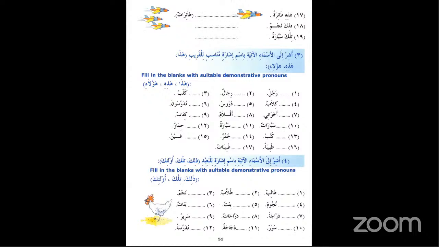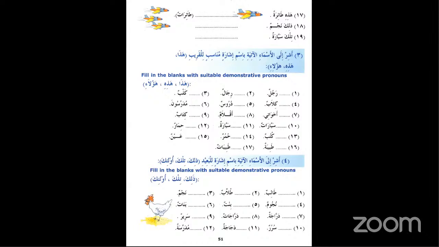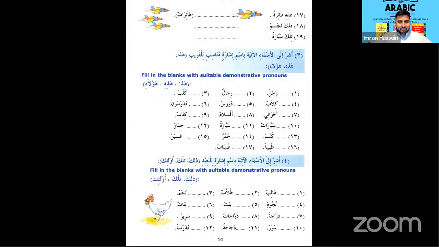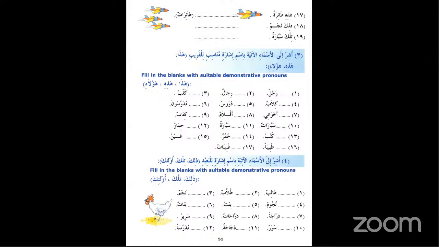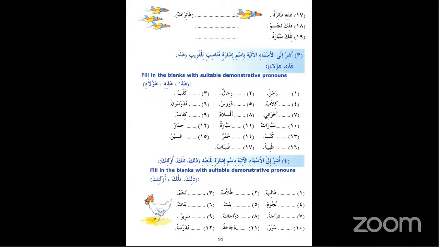Haulai rijalun. Correct. Hada kalbun. Correct. Hadihi kilabun. Correct. Hada durusun. Incorrect. Hada durusun is masculine? It's feminine. Singular. Durusun is plural. Remember, all plurals of non-human is feminine. Hadihi durusun. Correct.